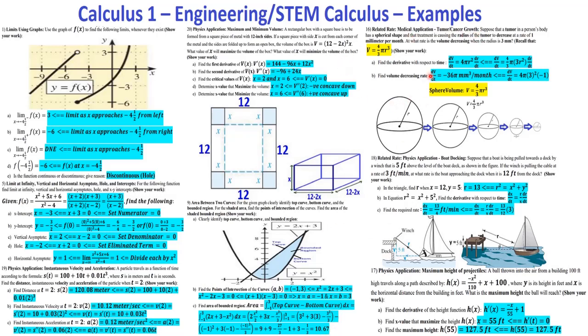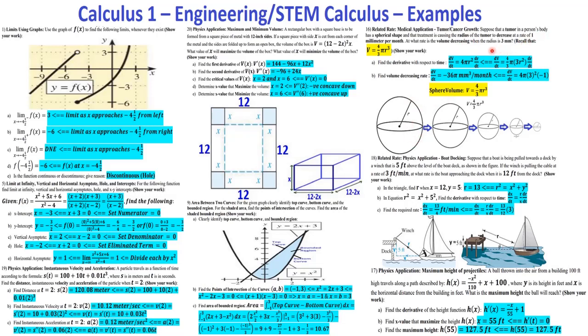Then I have here an example of related rates, which is a medical application. You have a tumor, cancer, growth. If it is in a spherical shape, and this tumor is shrinking due to medication, shrinking at the rate of 1 millimeter per month in radius, at what rate is the volume shrinking basically?